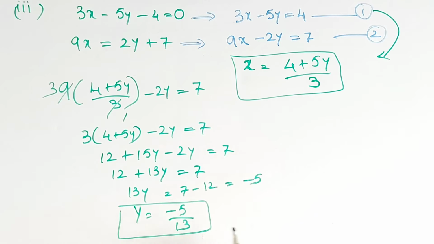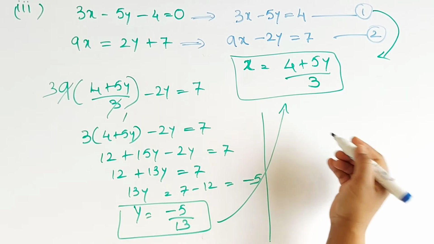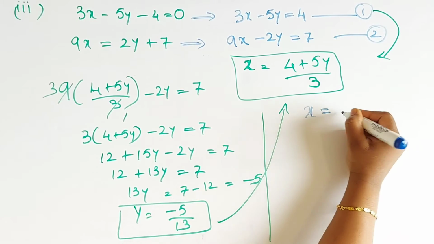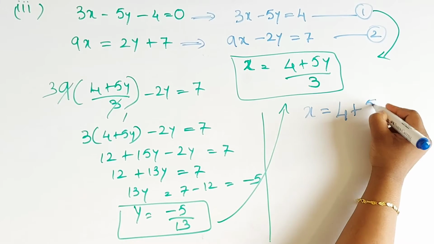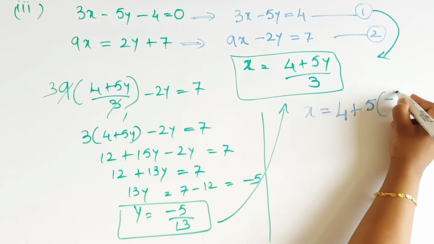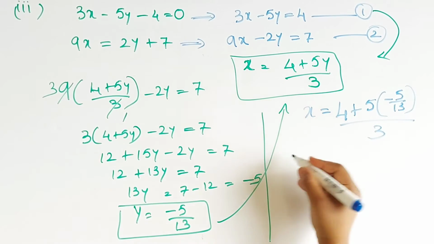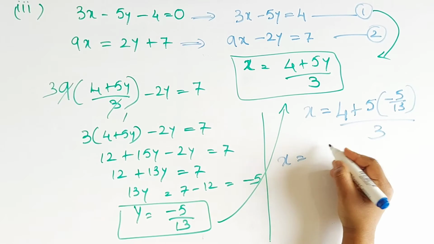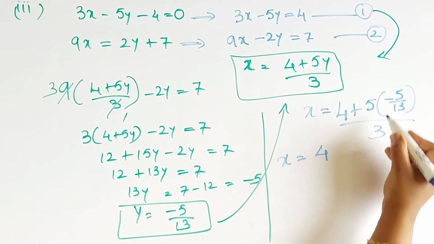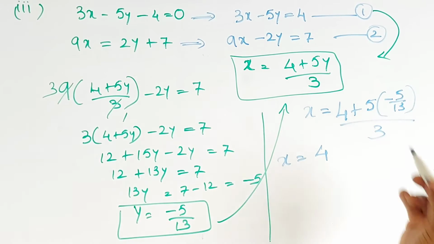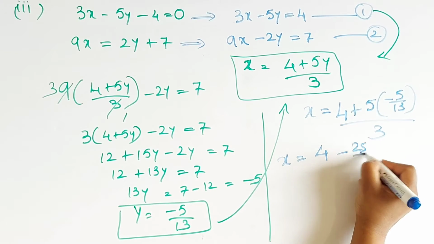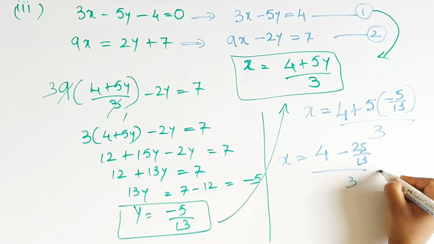Same answer here also. Now what do we have to do? Substitute this y value in x. X equal to (4 plus 5y) by 3. So x equal to 4 plus 5 into y, that means minus 5 by 13, divided by 3. So x equal to 4 plus 5 into minus 5, minus 25 by 13, divided by 3.